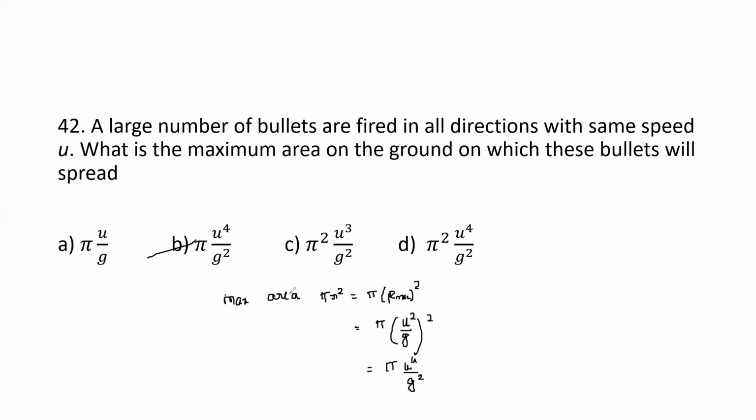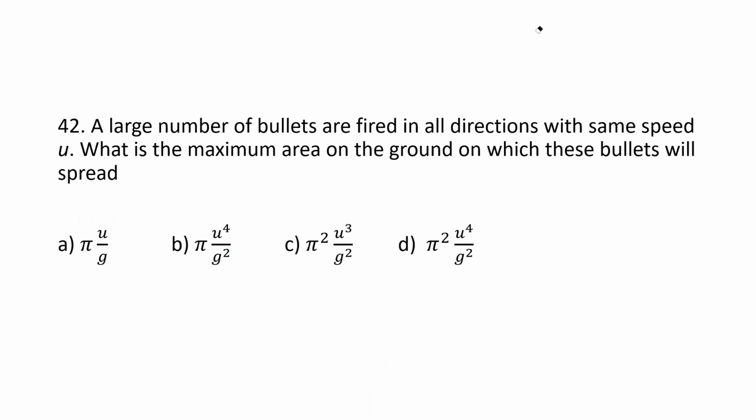So I hope you understood this. Maximum area is given by pi r square. So pi into r max, when r is maximum it is u square by g, and it's whole square. Therefore it becomes u raised to 4 divided by g square. So option B is the right option here.